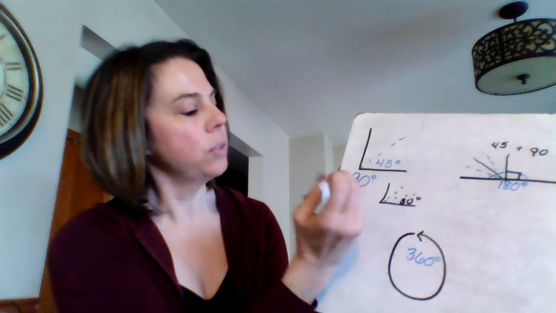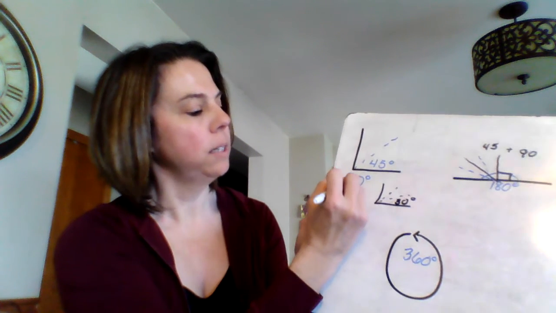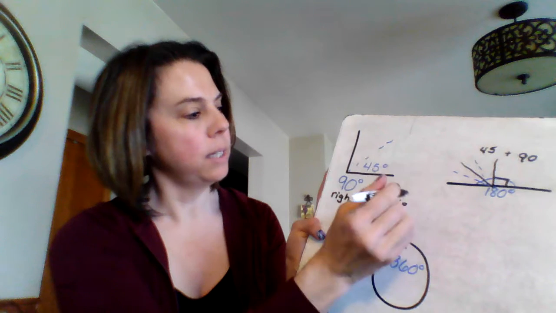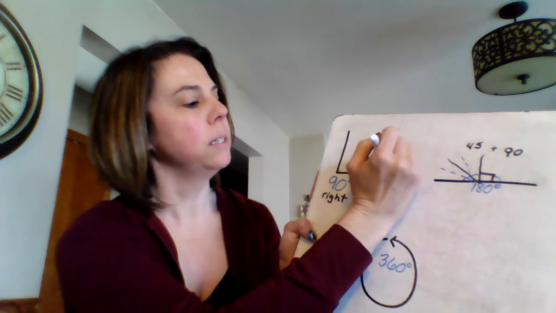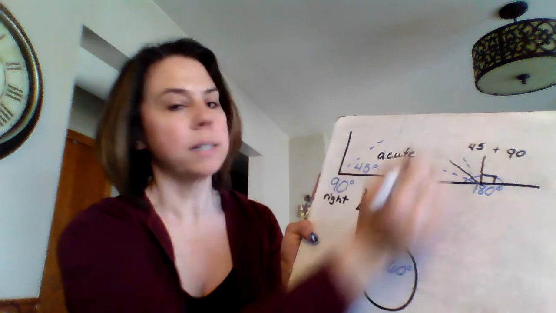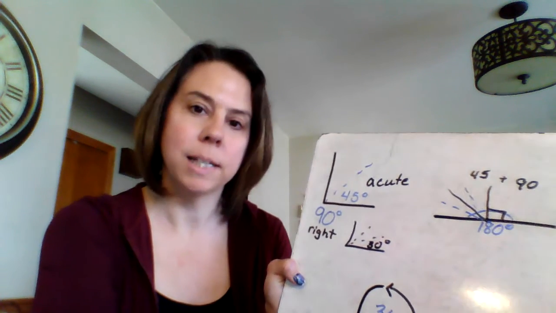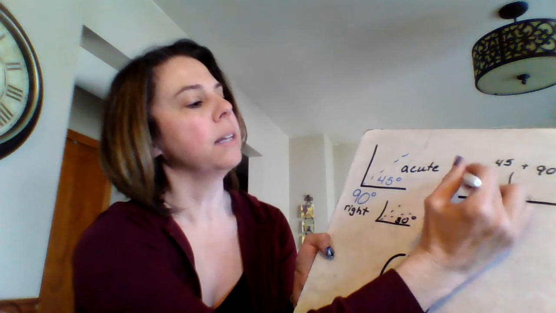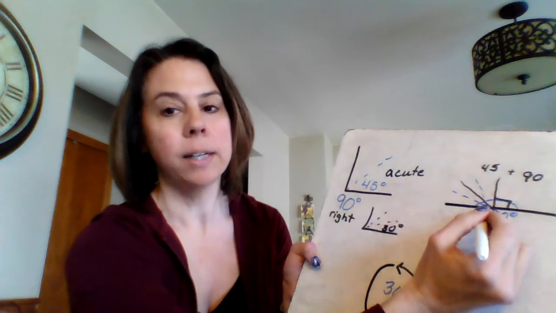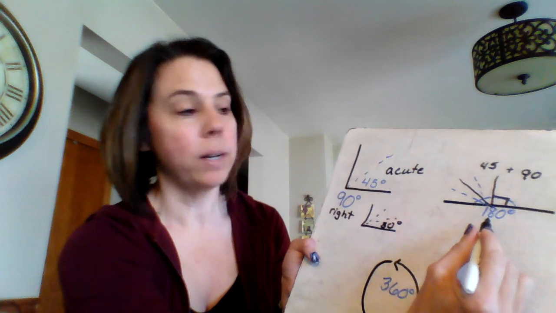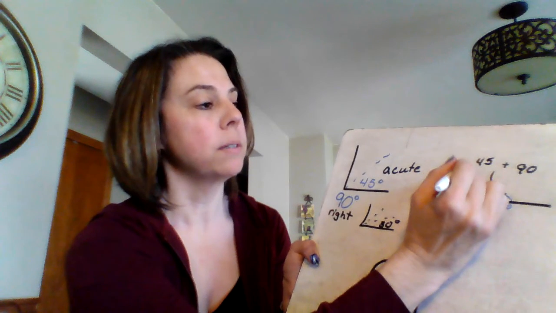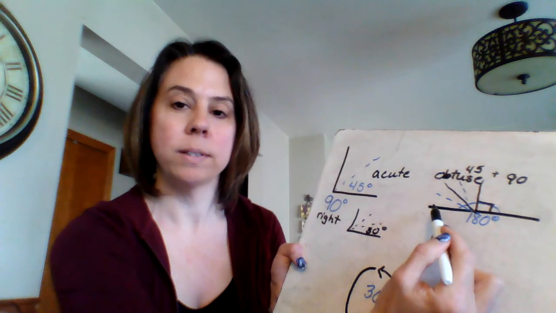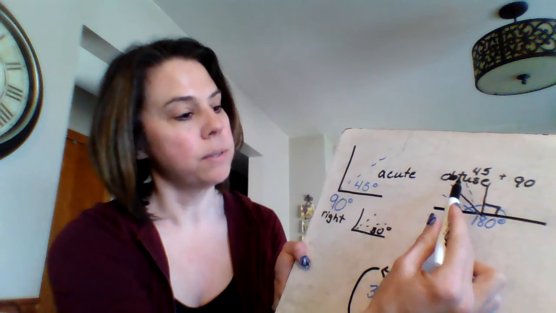A 90-degree angle is called a right angle. Anything that's smaller than a 90 degree would be called an acute. Basically anything from 1 degree to 89 degrees is an acute angle. Then anything that's larger than a 90 degree but smaller than a 180 is called an obtuse. So basically anything between 91 and 179 would be an obtuse.